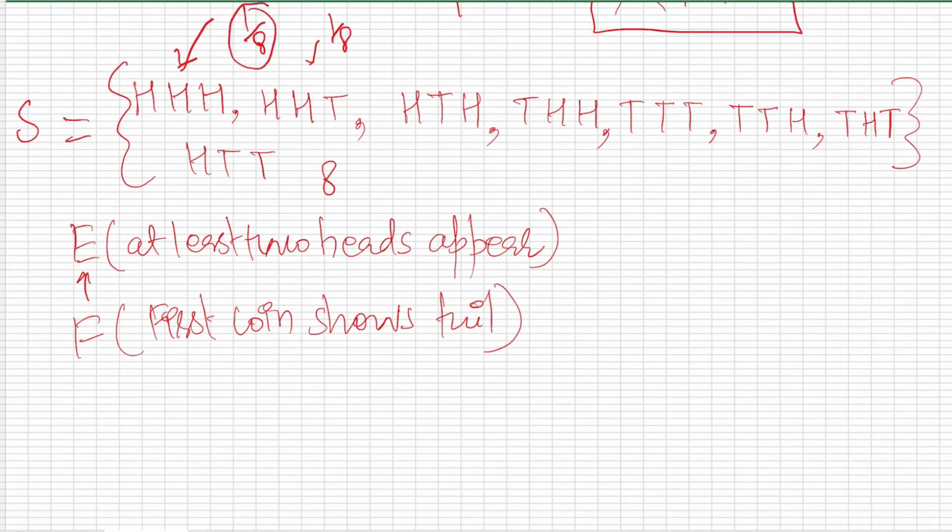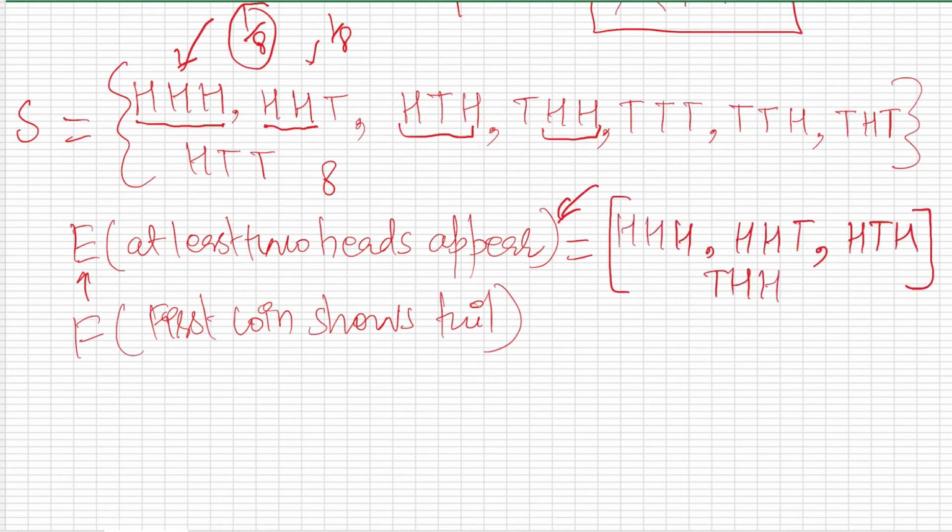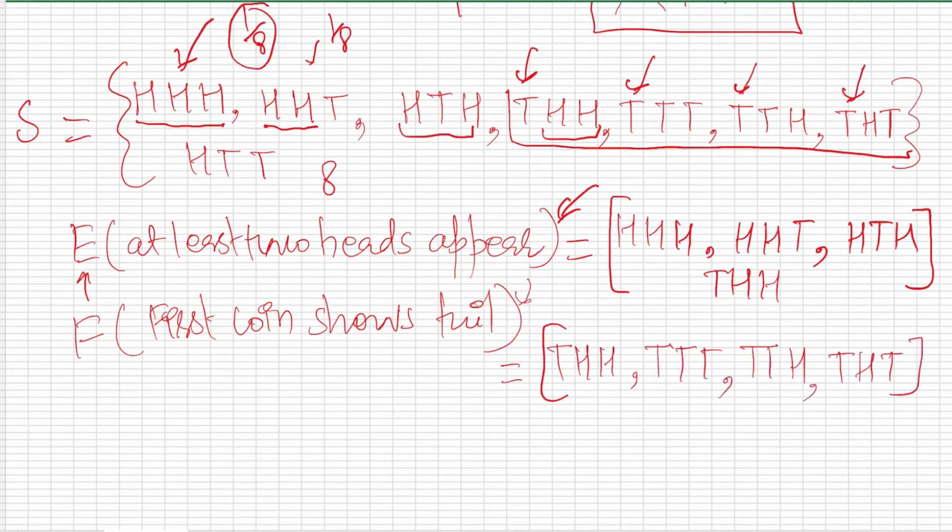Now try to understand the probability of at least two heads appearing. So at least two heads: 1, 2, 3, 4, right? We have 4 outcomes which are favorable to this event. For the event of the first coin showing tail, this is first, second, third, fourth. We have 4 different outcomes which are favorable to this event.